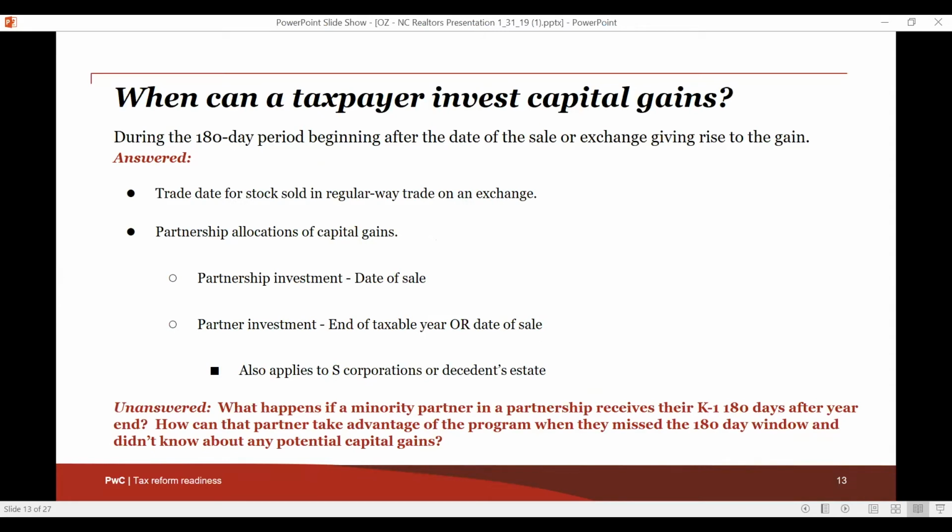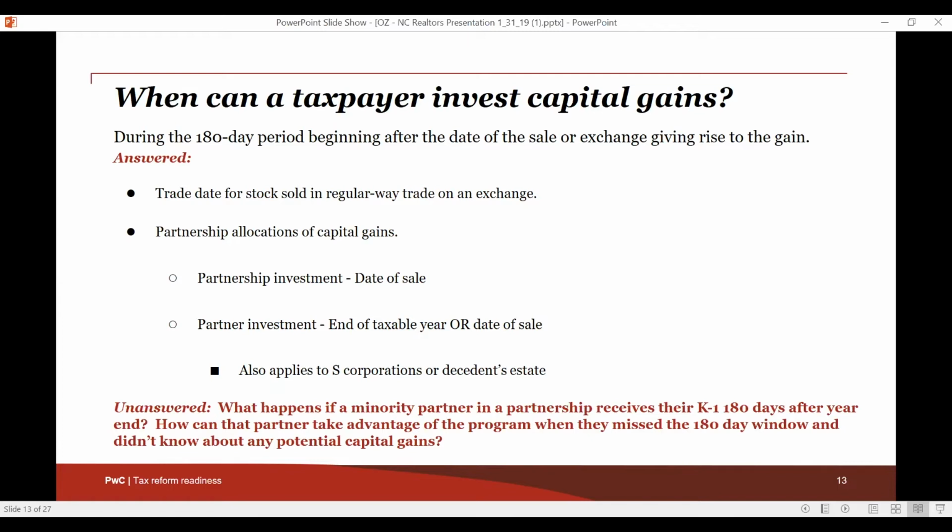So let's talk about the 180-day rule. The investment into a qualified opportunity fund must be made within 180 days of the sale or exchange. When the gain comes from the sale of stock, for instance, then the 180-day clock simply begins the date you sold your stock. If the gain is coming through a partnership, then again, the rules are very taxpayer friendly. The taxpayer can either use the date the partnership had the sale itself, or the partnership or the taxpayer can elect to use the end of the partnership's taxable year as the date of sale.